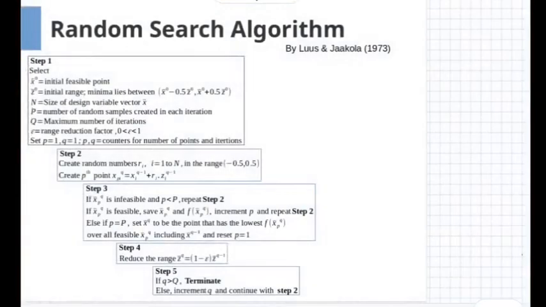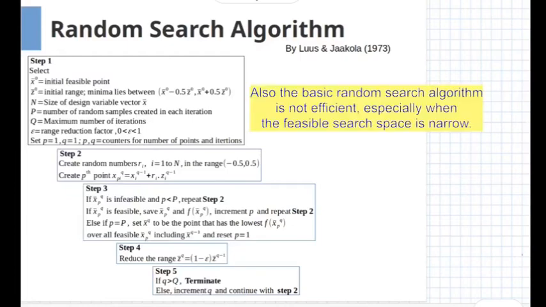There are many variations of random search algorithm. The one which we are going to study is the one proposed by Luce and Jacola. This is a very simple approach, very easy to understand. However, it is not efficient, and there are better algorithms available which are little more complex than the one which we are discussing. Let's understand the algorithm with respect to a two-dimensional problem.